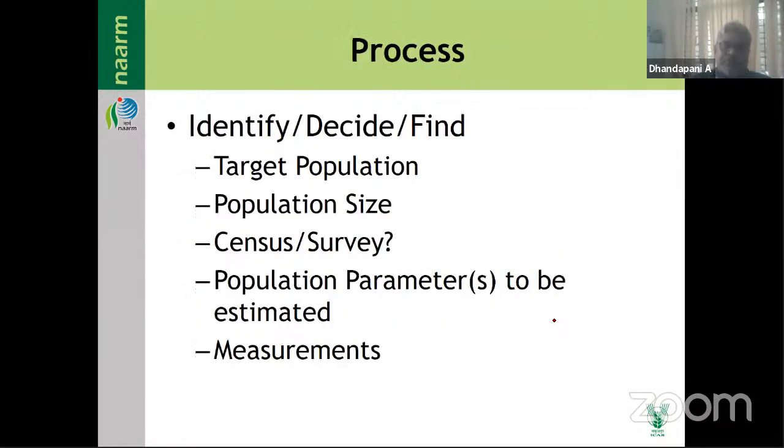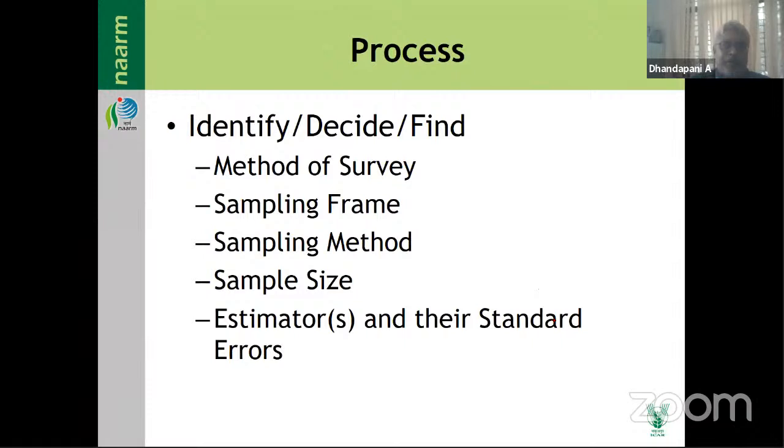Now, before we start, we need to decide or identify many things. Like what is the target population, its size, whether we go for a census or a survey, what are the parameters to be estimated, how do you measure it, what kind of survey method you will follow, whether you will go for a questionnaire or something like that, what frame you require, what selection or sampling method you use, how do you estimate the sample size, and finally what will be your estimator and the standard error.